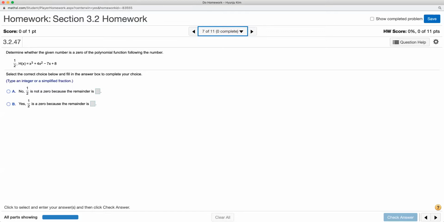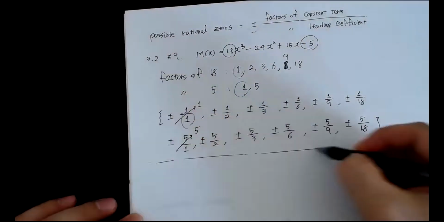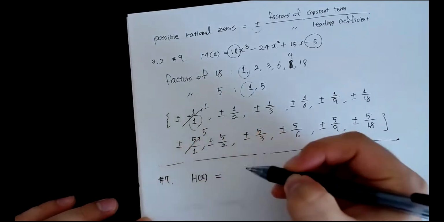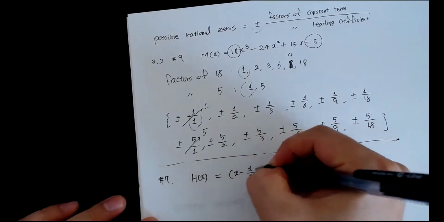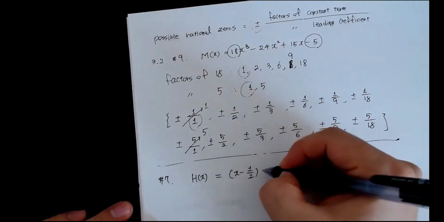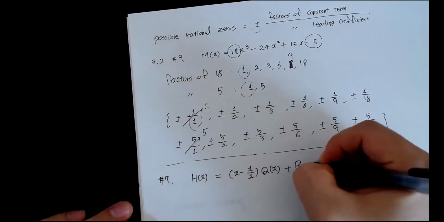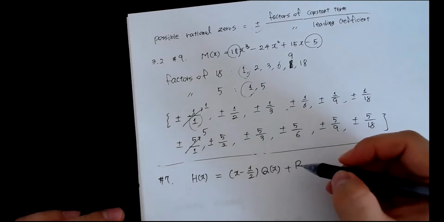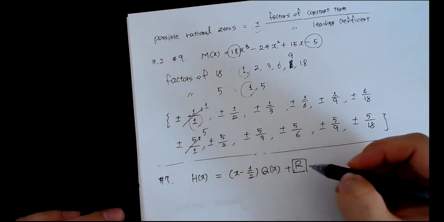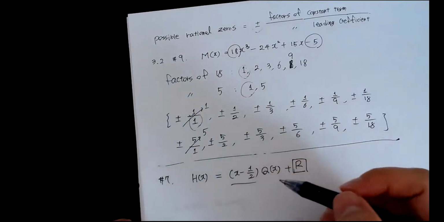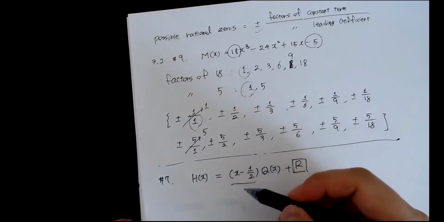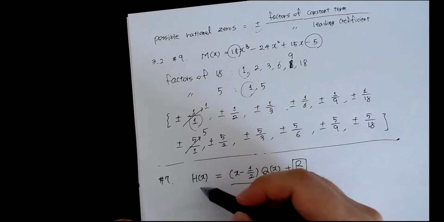Okay, so this is problem number 7. We divide h of x by x minus 1/2, using long division or synthetic division. Then we're going to get the quotient and the remainder right here. So once we divide h of x by x minus 1/2, if it turns out that the remainder is 0, then by the factor theorem, x minus 1/2 must be a factor. It means that 1/2 is a zero, which means that 1/2 makes h of x equal to 0.